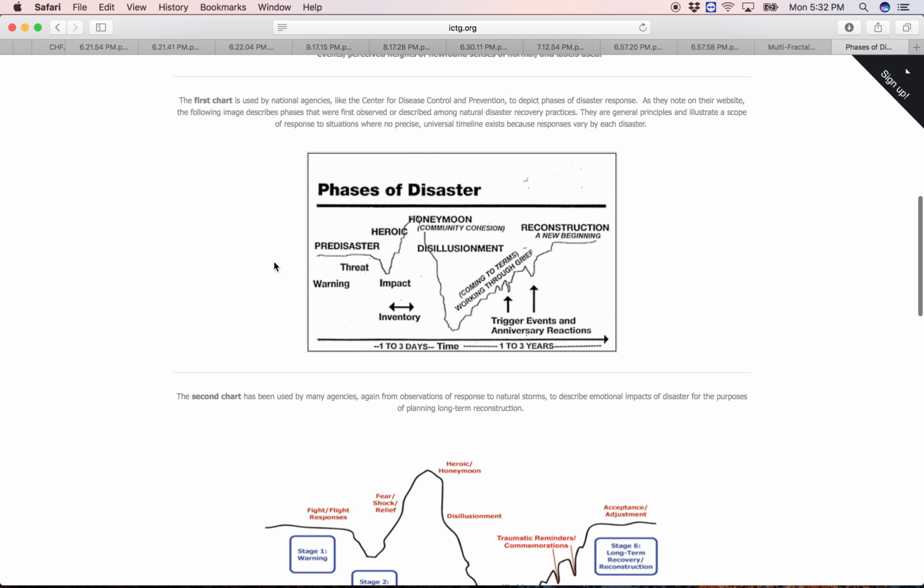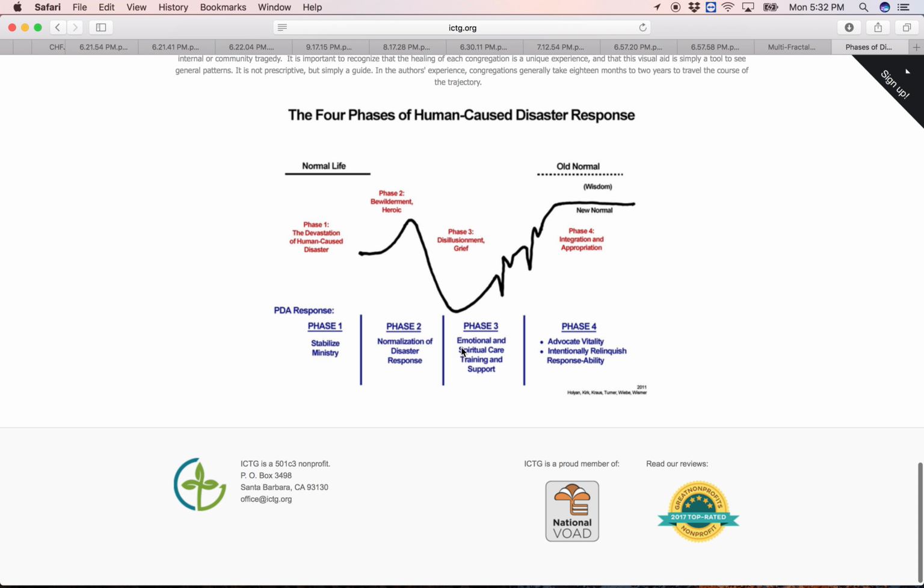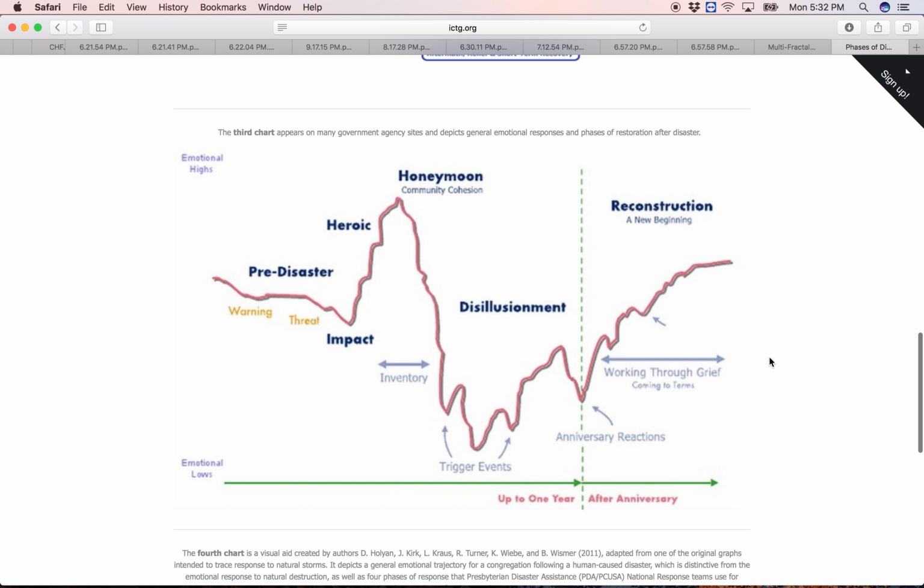Well, when you are trading and the dealer creates this pattern and you're trading for something that has a meaning like money, that's the feeling that's going to be generated inside of you. A feeling of disaster or chaos. Okay? This is the response that will happen. The pre-disaster, the impact, honeymoon, disillusionment, and the reconstruction.